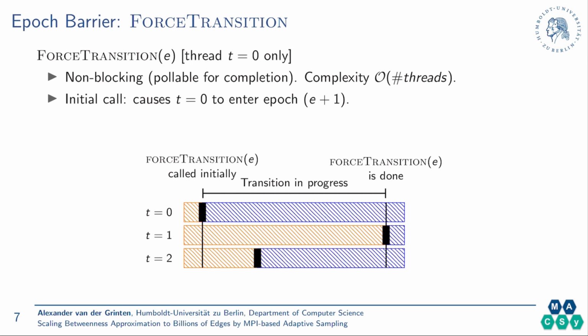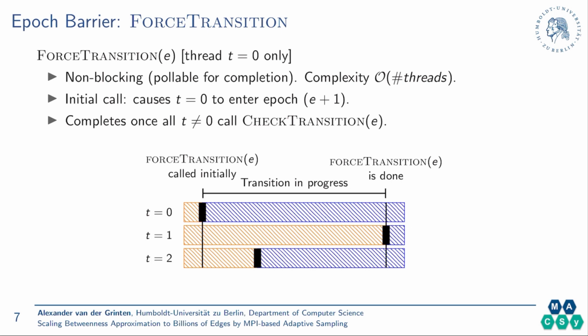In the diagram below, this is indicated by the black bar in thread 0. This is where the epoch transition happens, and force transition E is first called. Then the transition is in progress, and it takes a while to complete. Until it is complete, we can always check whether it's complete or not, which is what I mentioned earlier. Now the question is, when does the force transition E operation complete? And that is when all other threads not equal to 0 call check transition E.